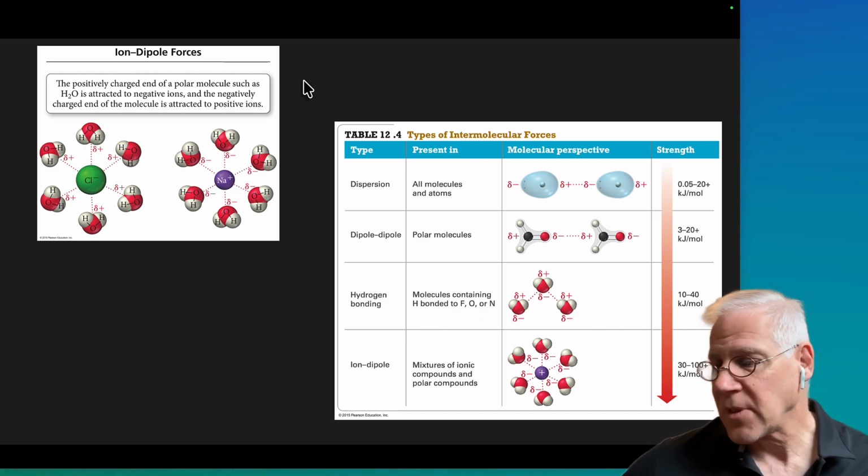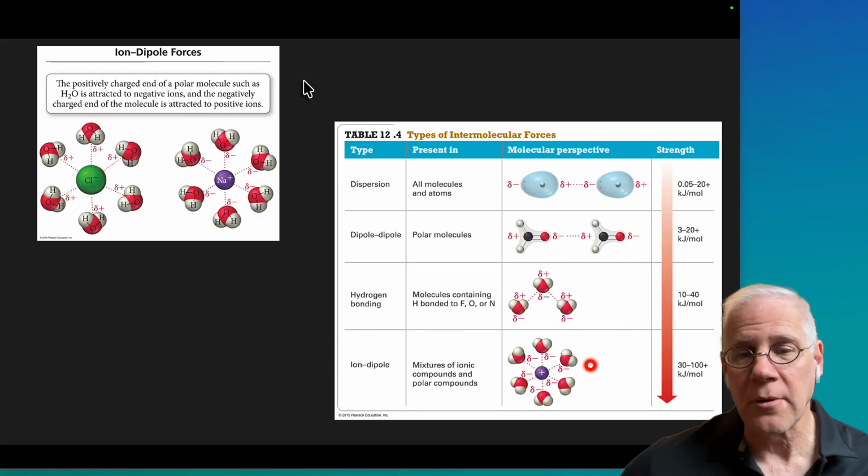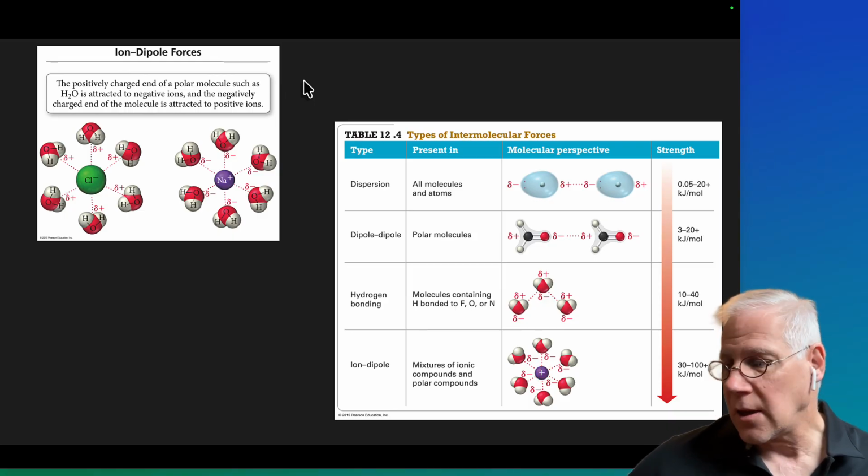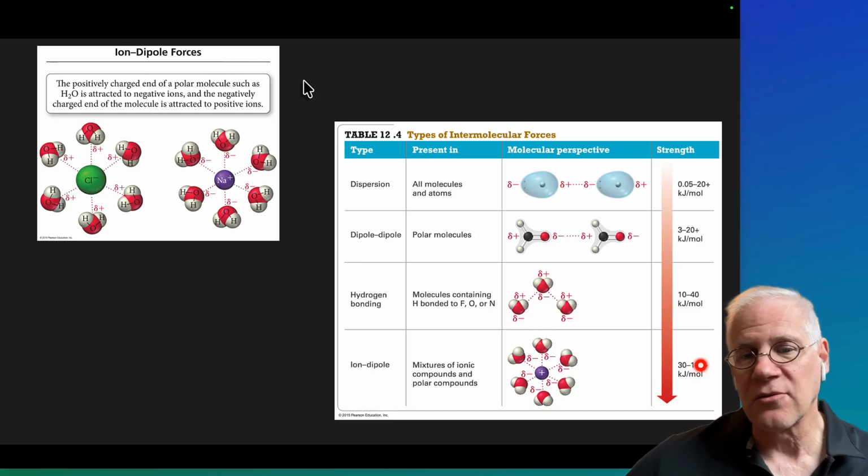And then we have ion-dipole interactions, and because we are now dealing with a full positive or a full negative along with a dipole, those attractions are actually very strong because of that full positive or full negative charge on the cation or anion. We can see here the strength over here is quite a bit stronger.